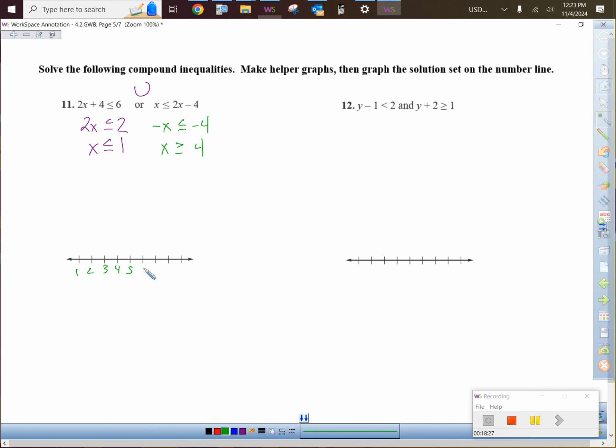I know last time we kind of skipped some. Sometimes it's nicer to just put them all. Graph both of them as helper graphs. Helper graph.